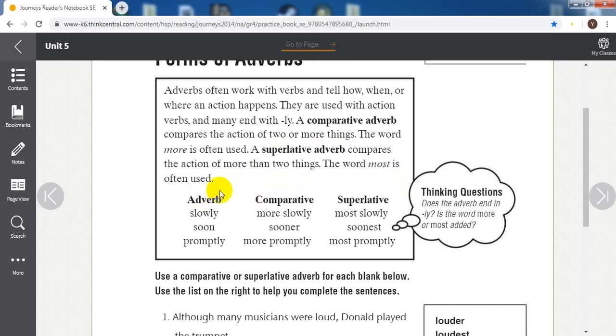Okay? So we got the adverb here, slowly. As a comparative adverb, it's going to be what? More slowly. And as a superlative adverb, it's going to be what? Most slowly. We got soon as an adverb. The comparative adverb would be sooner, and the superlative would be the soonest, right? We got promptly. The comparative adverb would be what? More promptly. And as a superlative, it would be the most promptly, right? Okay.